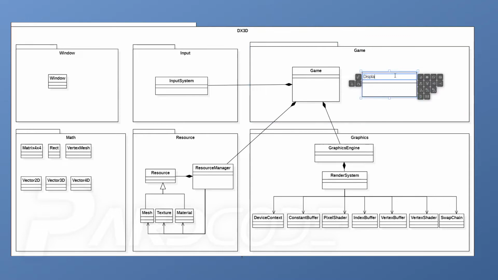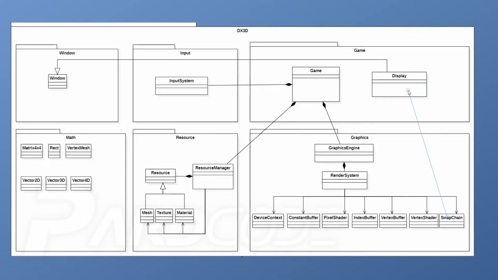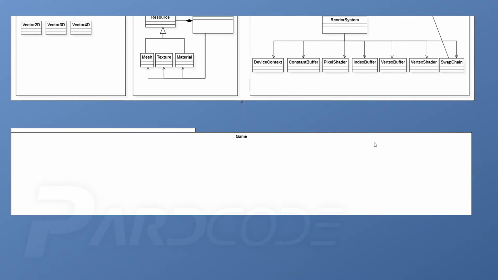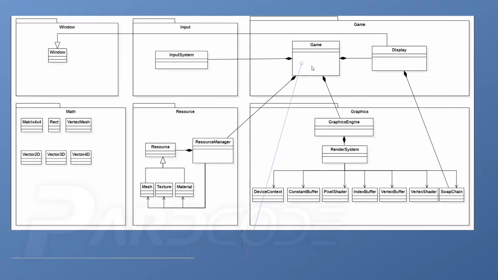Another important class to add is the display class. This class should allow us to combine together a window with a swap chain. Last but not least, by extending the game class we are able to create our own custom game class, like MyGame, in which we'll be able to implement our own custom logic.